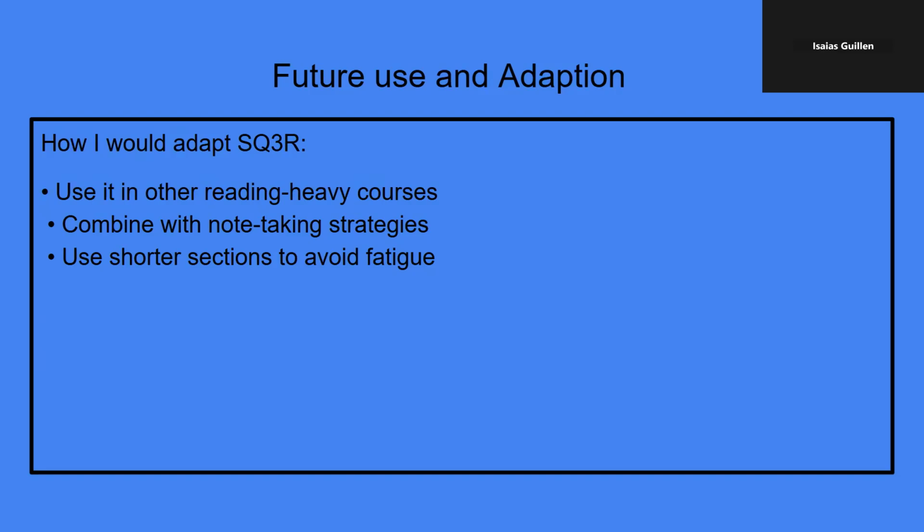Overall, SQ3R is a flexible strategy that can benefit many students because it turns reading into an active learning process rather than just a passive one.